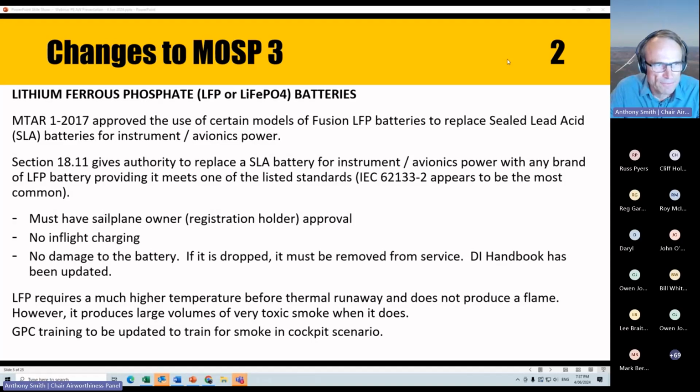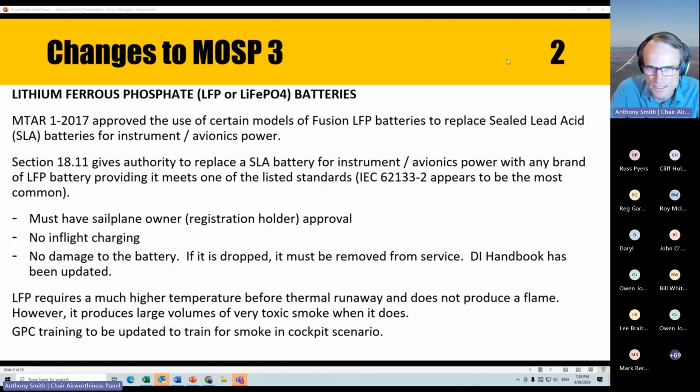So previously under MTAR 2017, we approved the use of particular models of the Fusion LFP batteries to replace sealed lead acid batteries for the instruments and avionics. This is a new section now, 18.11. It's a rewrite of the section 18.10. It's because the visual awareness lights have changed section numbers. This allows any brand of LFP battery to replace a sealed lead acid battery for your avionics power, providing it meets one of the listed standards that's in section 18.11.